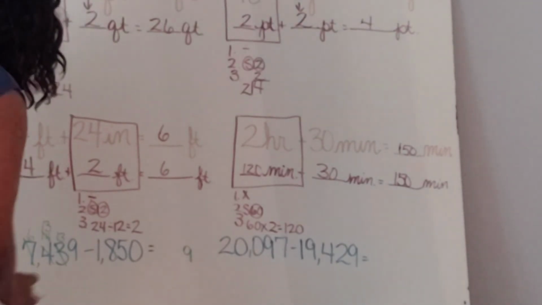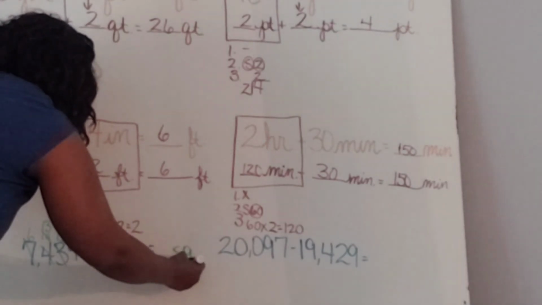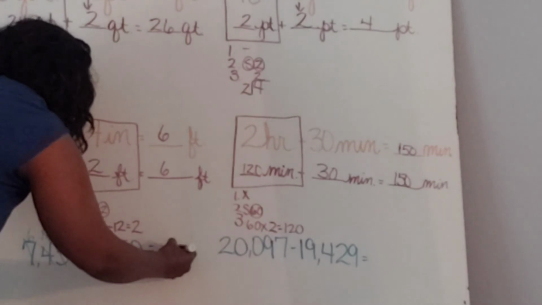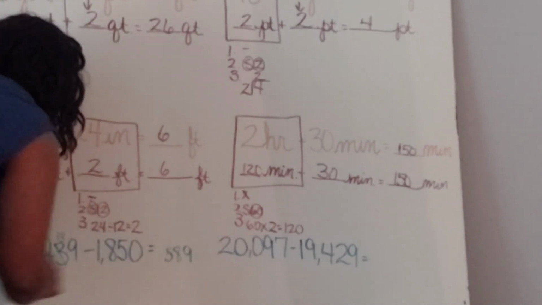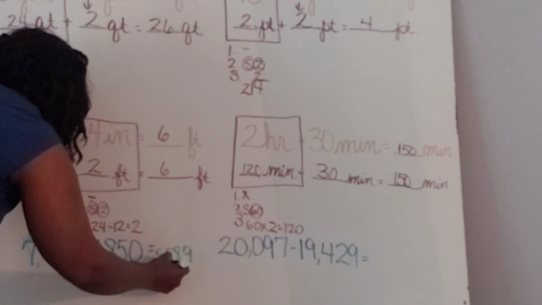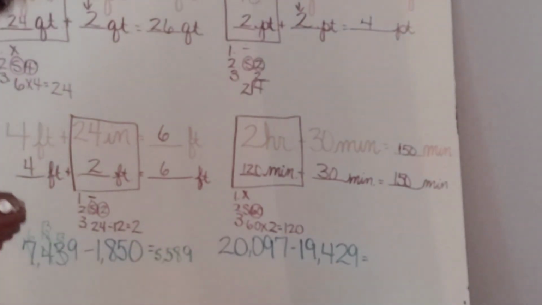Now I'm going to keep subtracting. 13 minus 5 is 8. 13 minus 8 is 5, right? They're opposite. And then 6 minus 1 is also 5. So 5,589 would be my answer. Okay? So let's do the same thing.